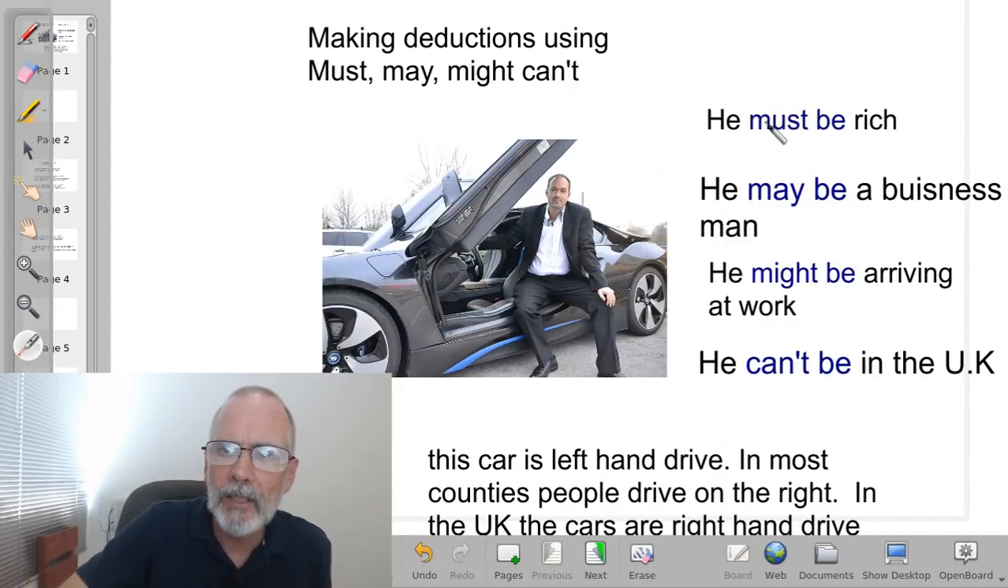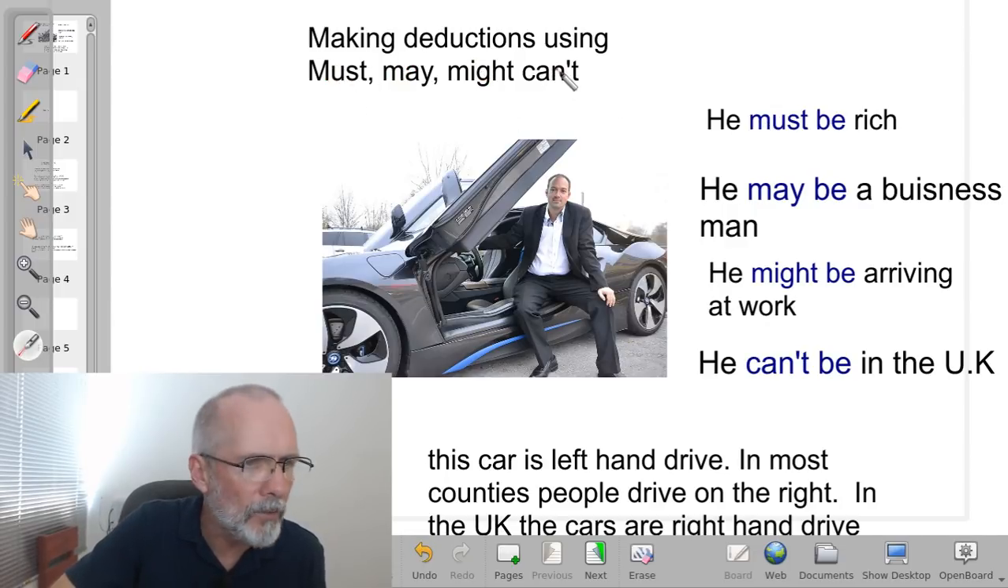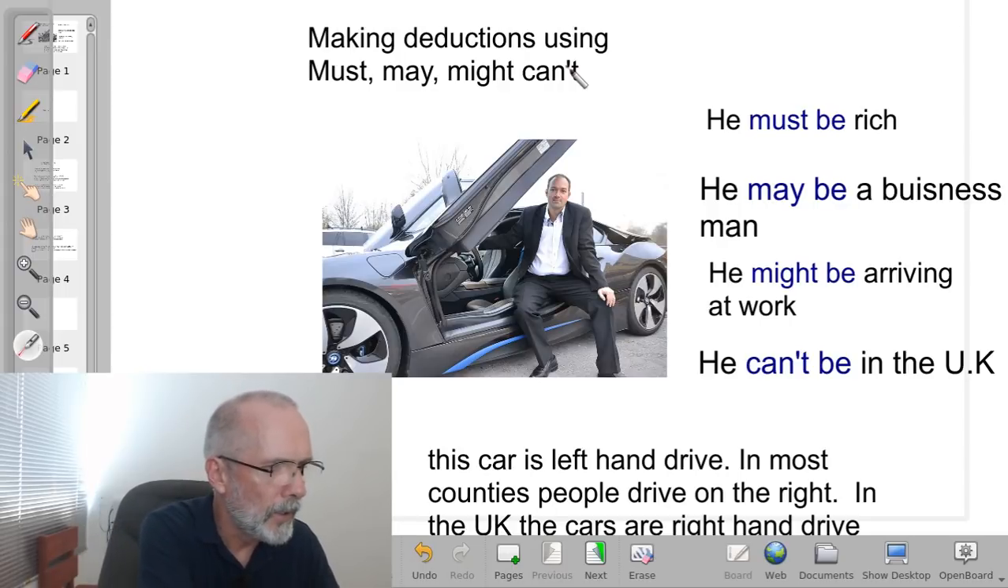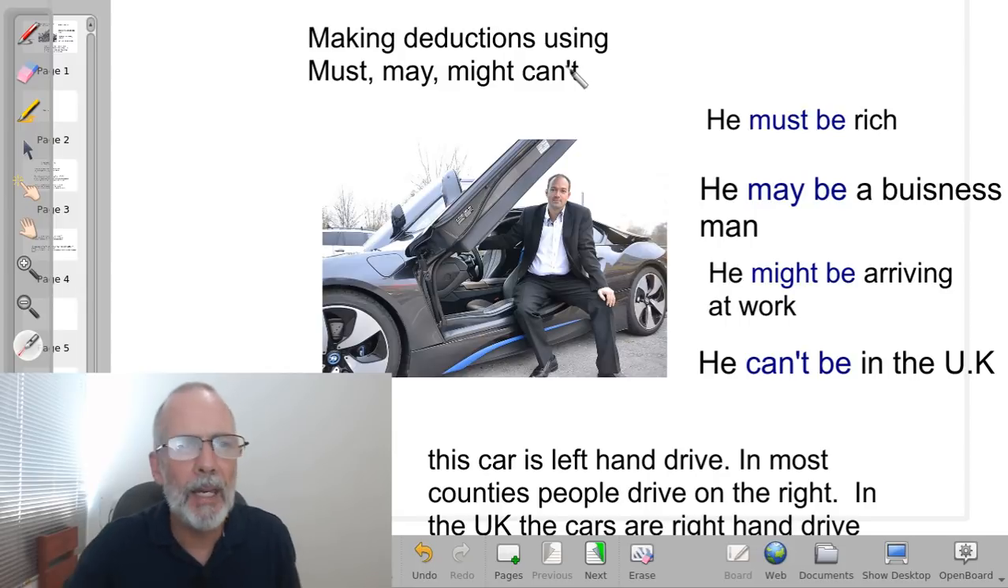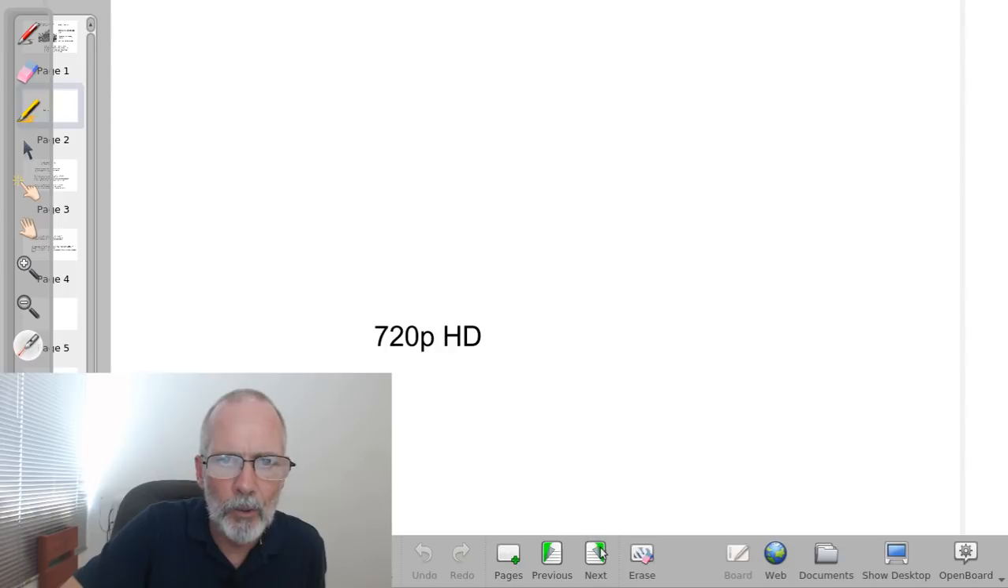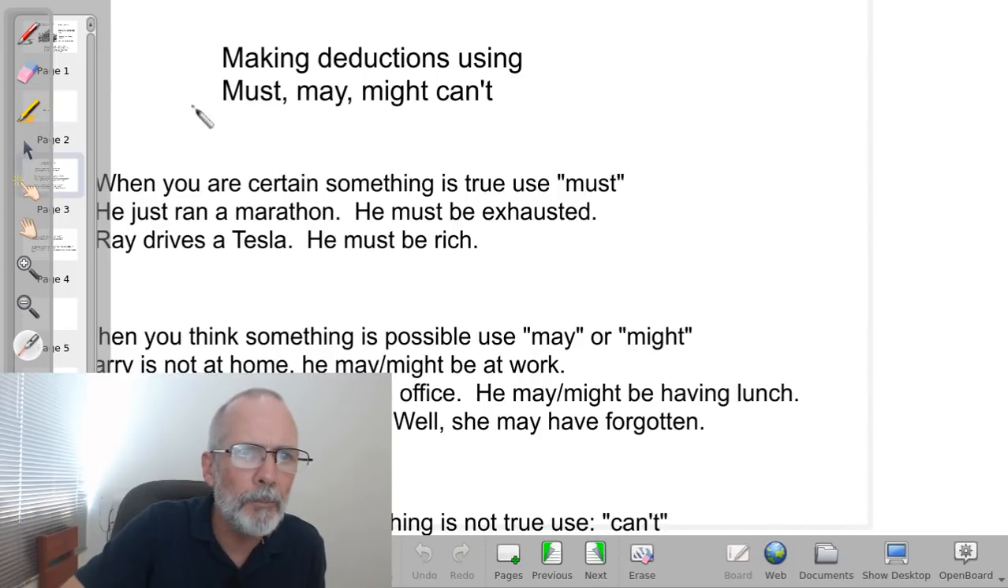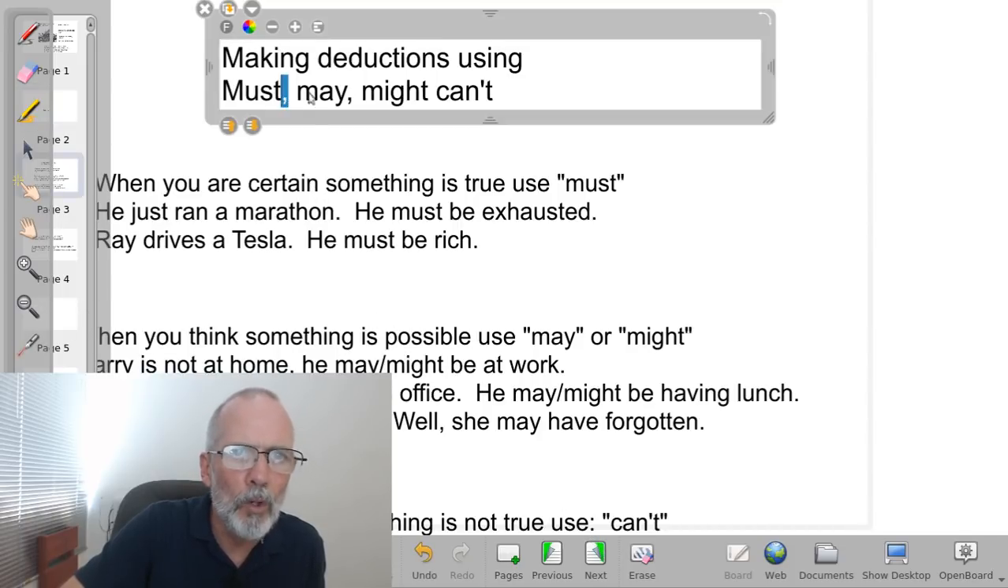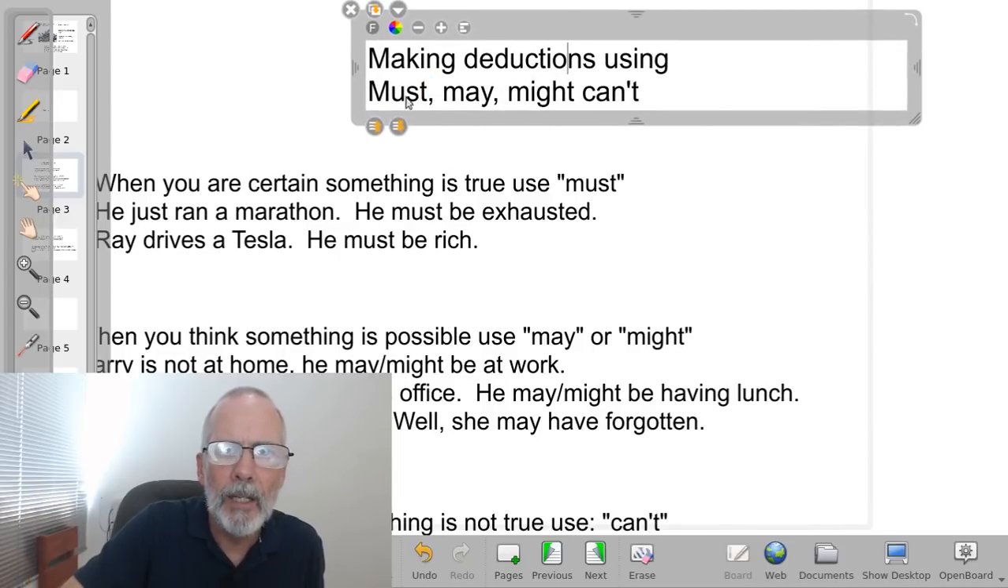So these modal verbs here, must, may, might, and can't, we can use for making assumptions and making deductions. Let's continue with the next page. Those were examples. And on the next page, I have some of the rules here. Making deductions using must, may, might, and can't.